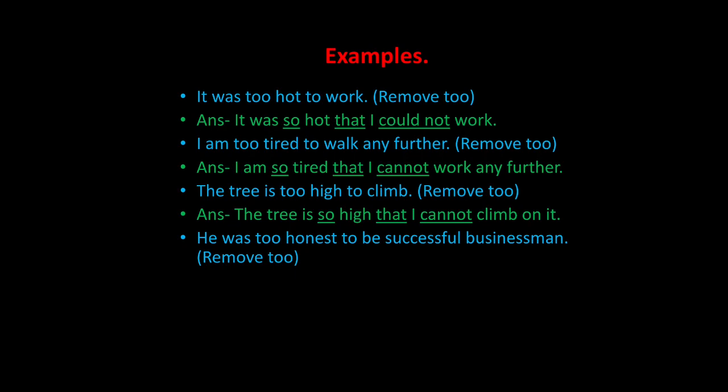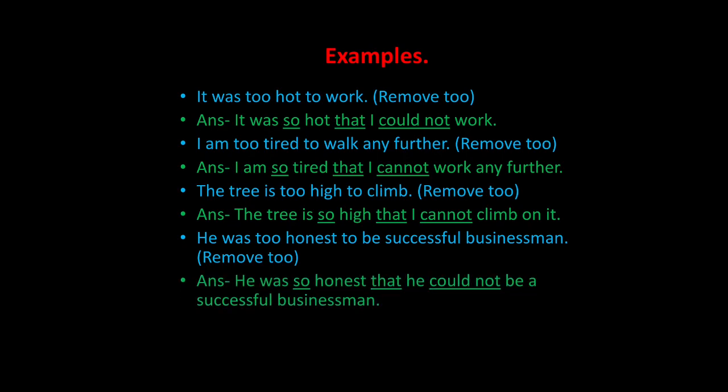Now the next example: He was too honest to be a successful businessman. In this sentence, how can we remove "too"? So the answer is: he was so honest that he could not be a successful businessman. The affirmative sentence, according to the rule, is transformed into a negative one.